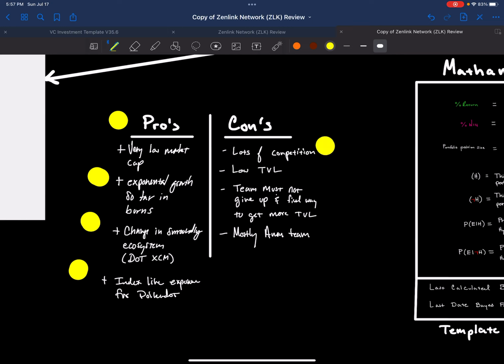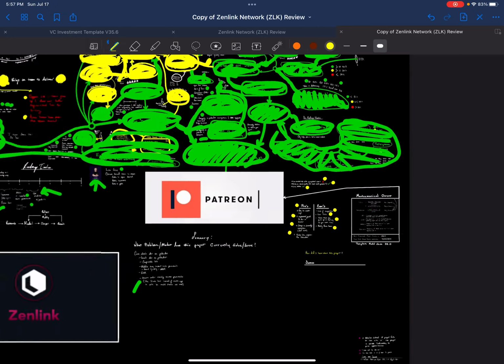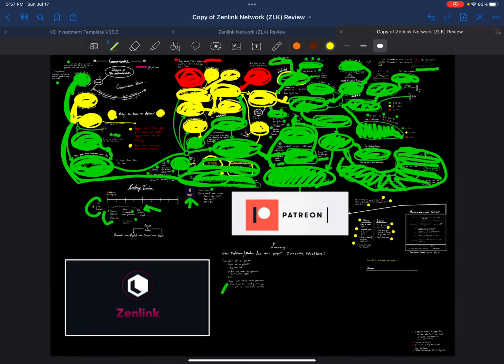The cons: lots of competition, not only in Polkadot, but elsewhere. Low total value locked. Team must not give up and find a way to get more total value locked. They must deliver, and it is mostly anonymous teams, so that's a con as well. So that is the evaluation of Zenlink.